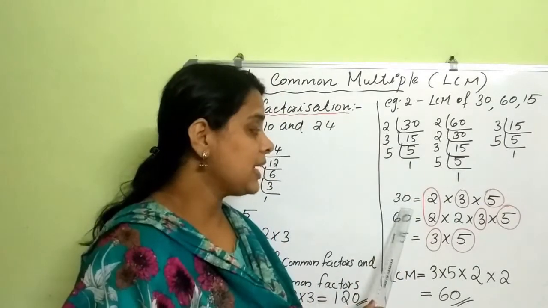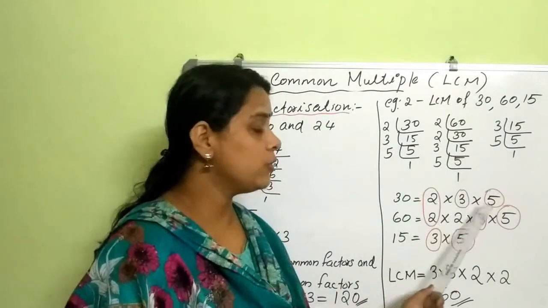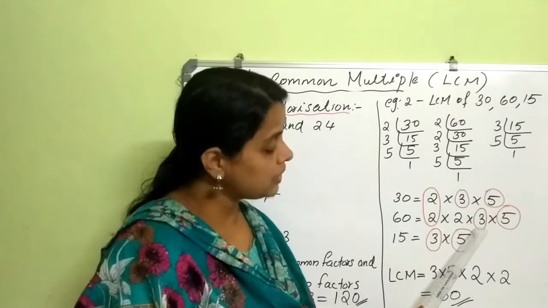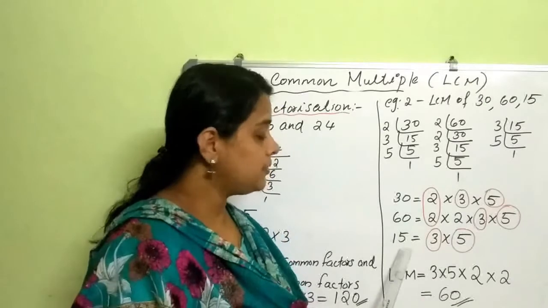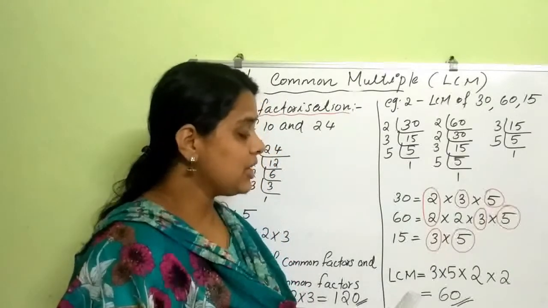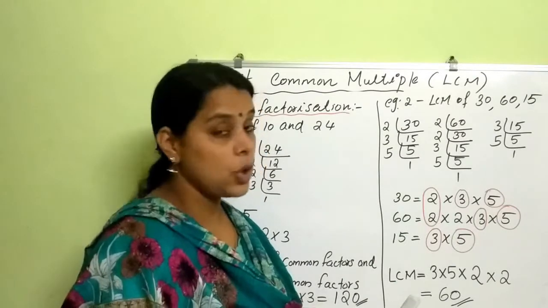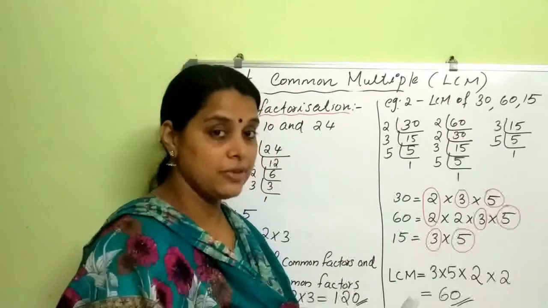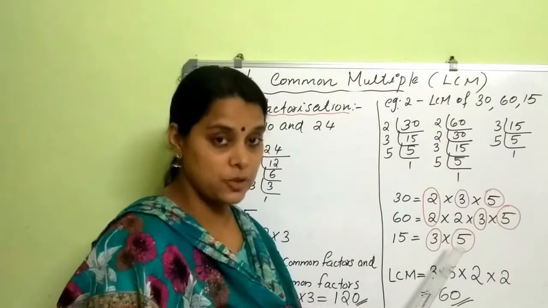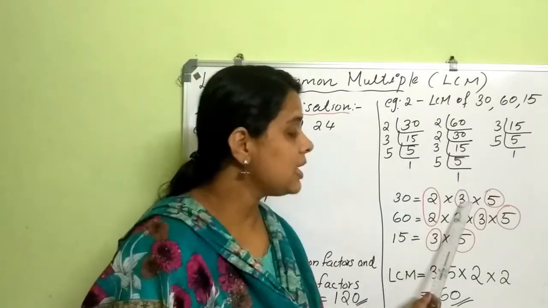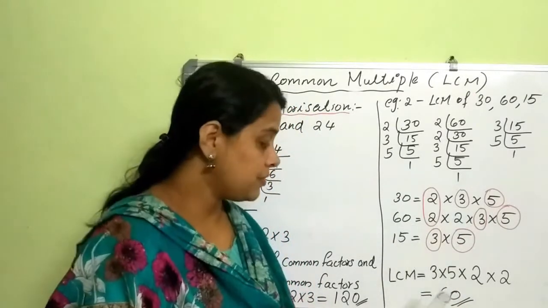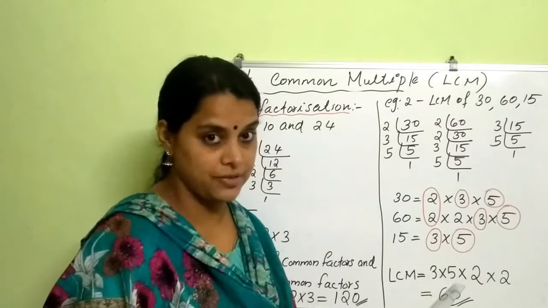So 30 we can write 2 into 3 into 5, and 60 we can write 2 into 2 into 3 into 5. Now 15 we can write 3 into 5. So LCM we can write product of the common factors and the uncommon factors. The common factors we need to check all the 3 numbers first. In this 3 and 5 are common for these 3 numbers. So first we can write 3 and 5 first.